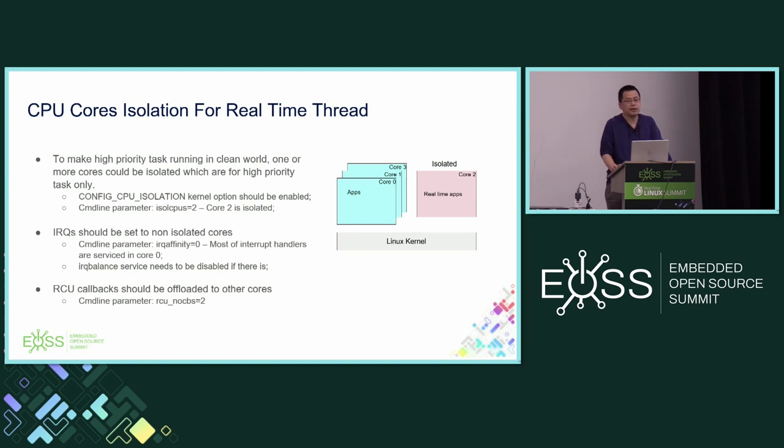In some systems, there is irqbalance, so it might migrate the IRQ back to the isolated CPU. So if there is this service, please disable it first. The last option is RCU callback. RCU callbacks should be offloaded to other cores for the isolated CPU. Since we are VIP, we don't handle the RCU callback.